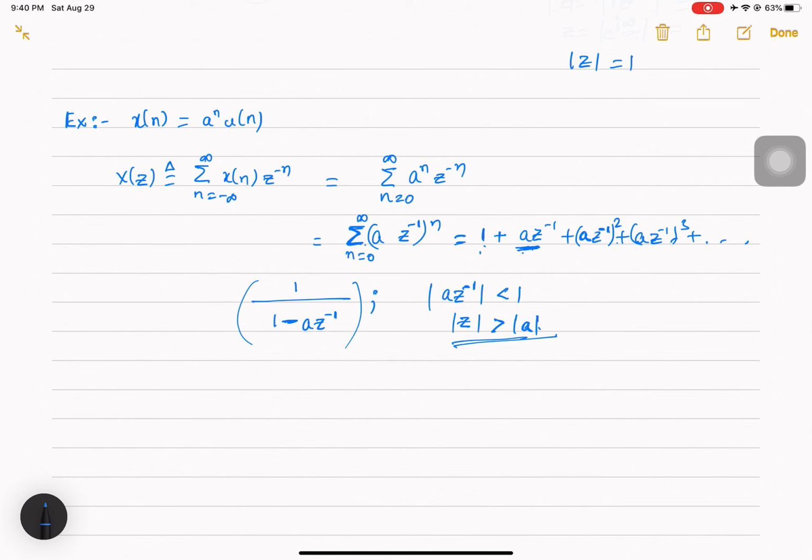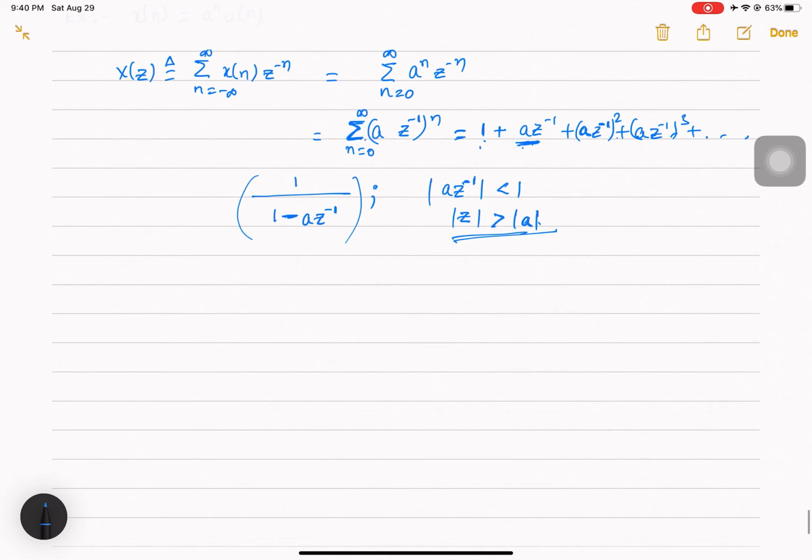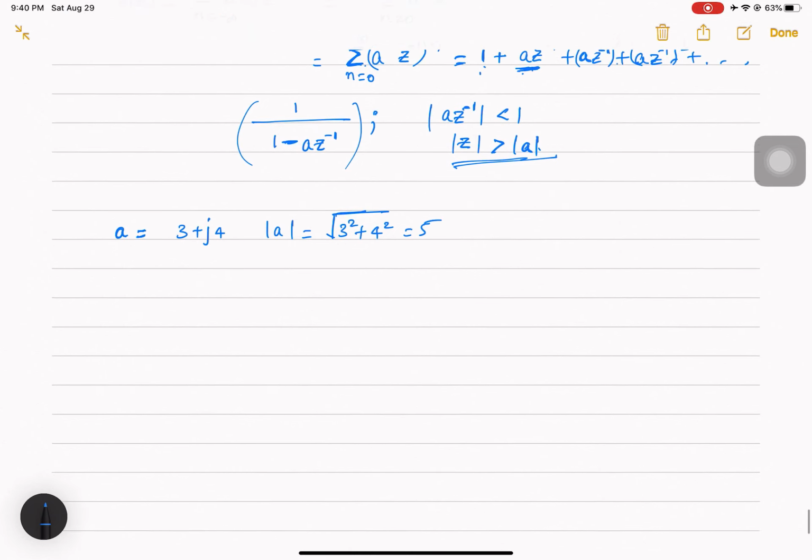Let's say, suppose a is equal to 3 plus j4. So what is mod of a? Mod of a is nothing but the square root of 3 square plus 4 square, which is 5. So these are your Pythagorean numbers.